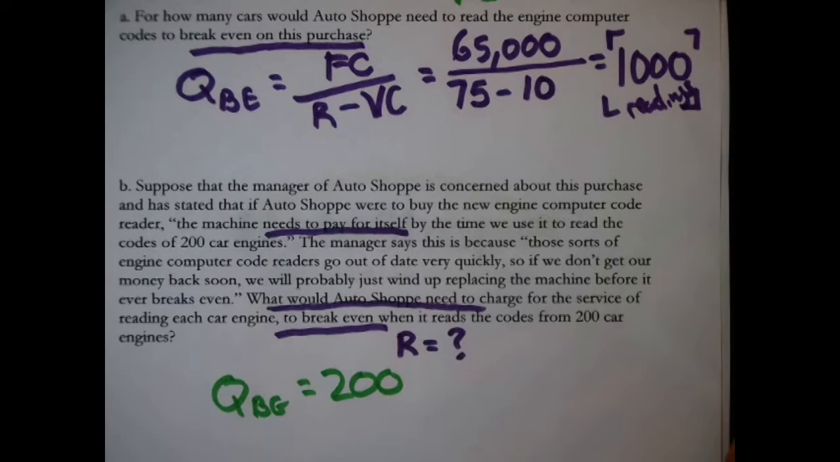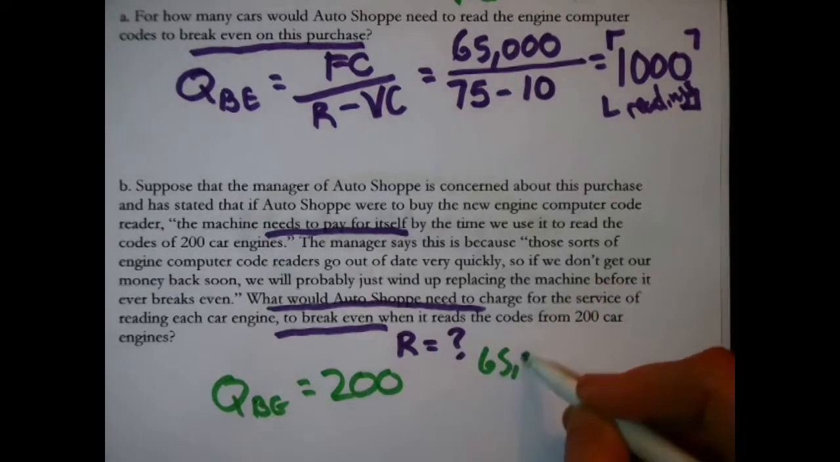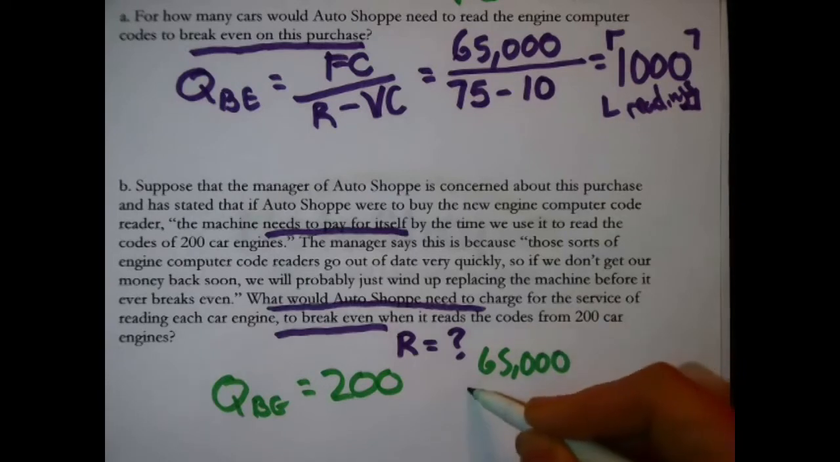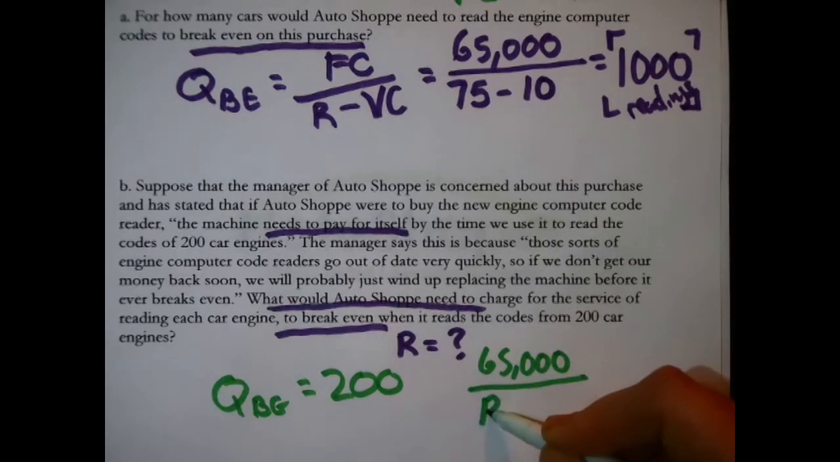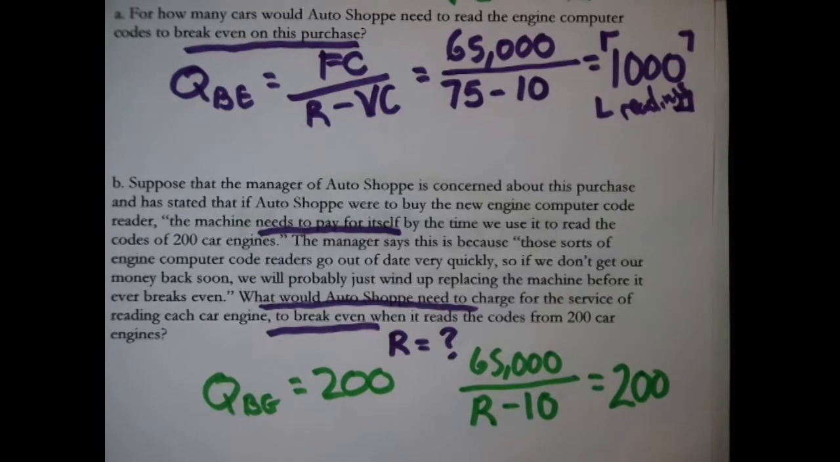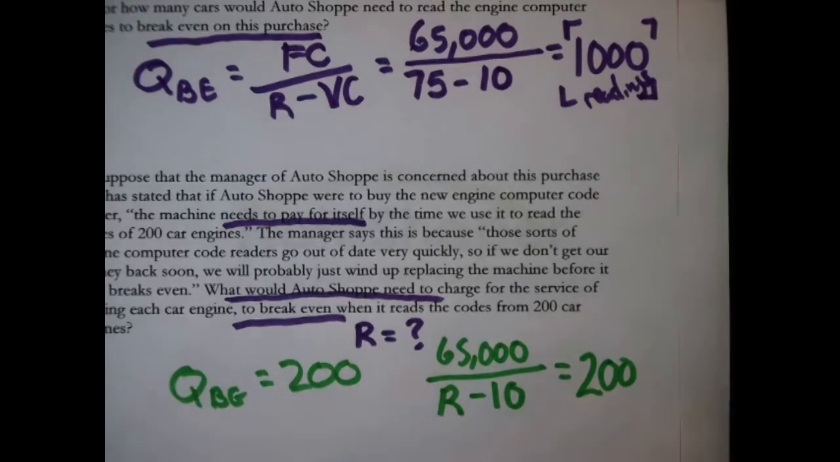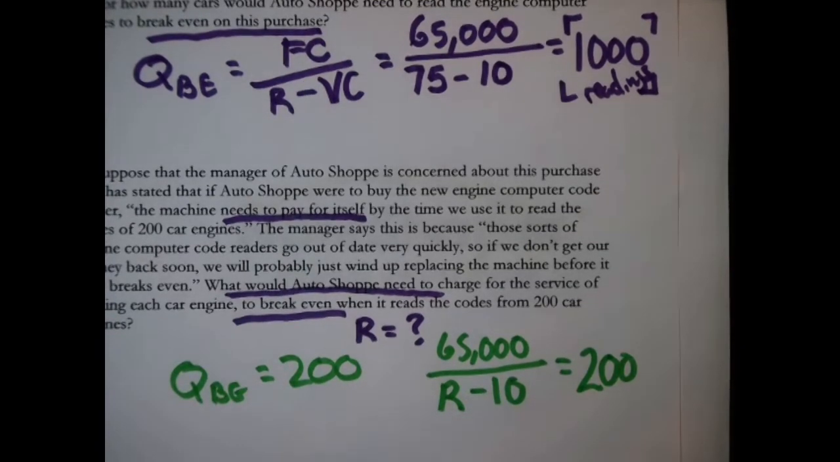Well, the quantity to break even, what is it? It is, from above, 65,000. We don't know what the revenue is, but the variable cost is still 10. I'm just restating what I wrote before. The quantity to break even has to equal 200. Solve for R. That will tell us what we need to charge. So it's just a little bit of algebra here.